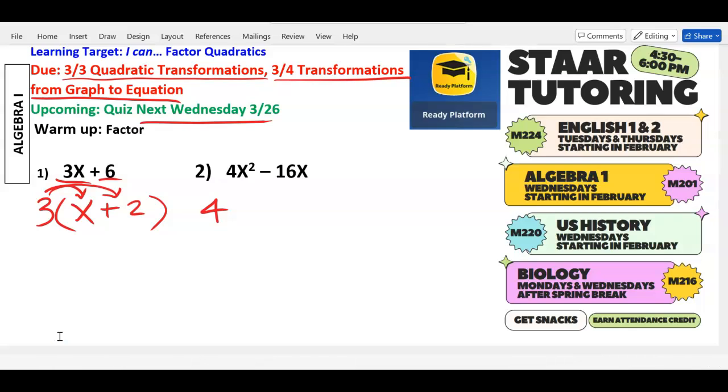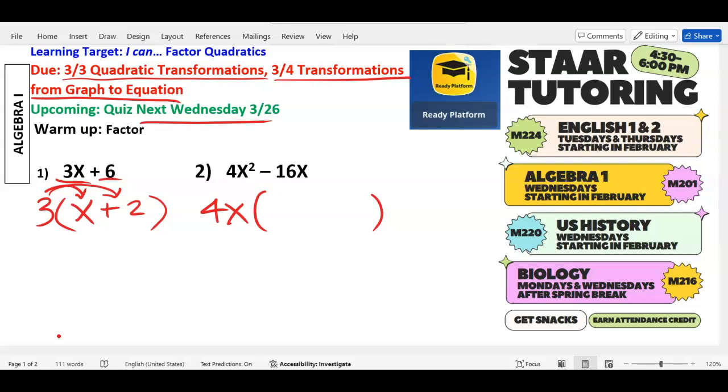We're not done, because check it out. Both of these terms have an x. X squared means there's two X's. X means there's one X. I need y'all looking up here. When there's two X's and one X, they share one X in common, okay? So whenever you have an X for both terms, you're going to take out an X, okay? So what both terms share is a 4 and an X.